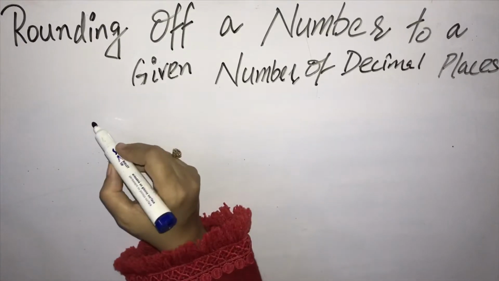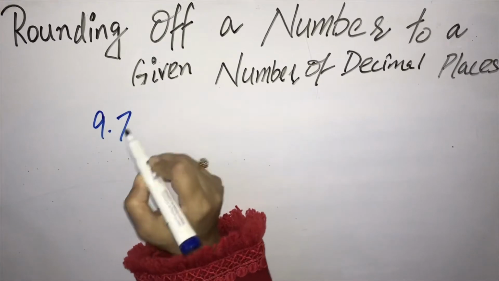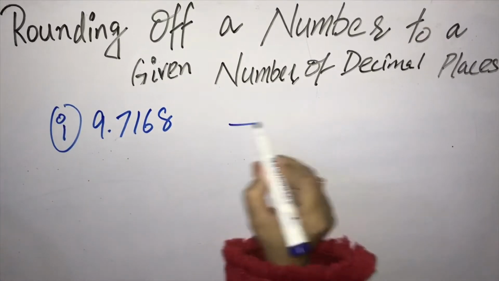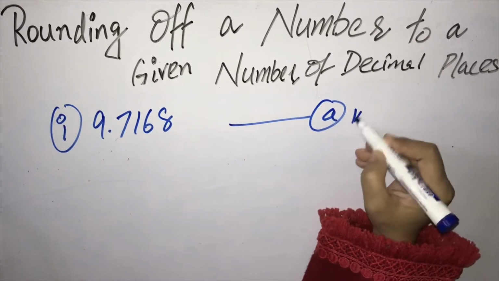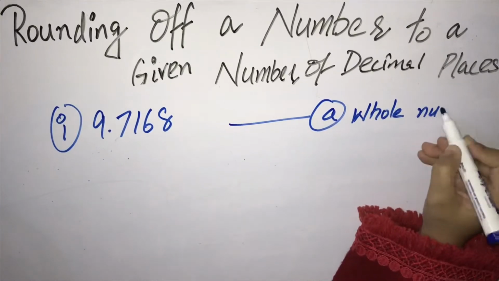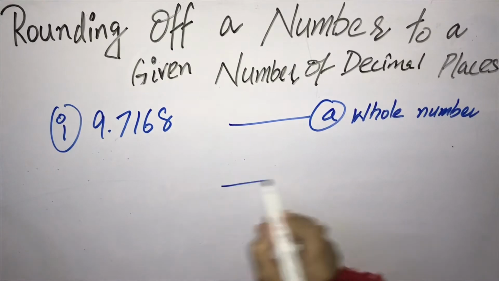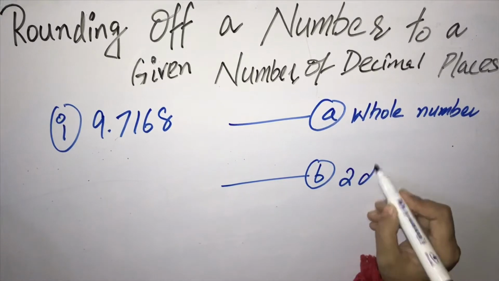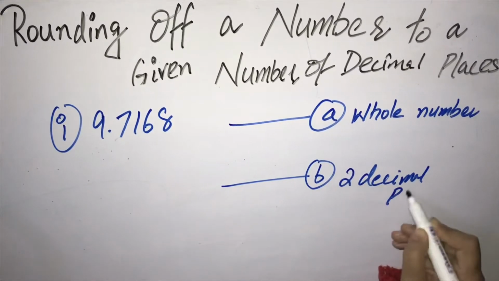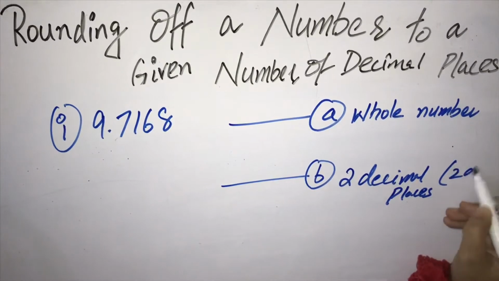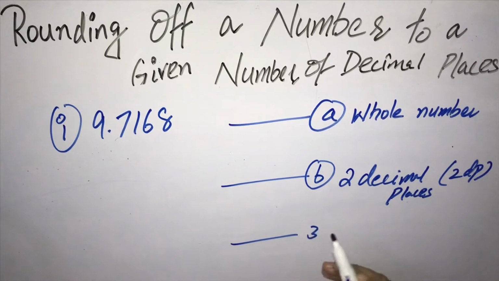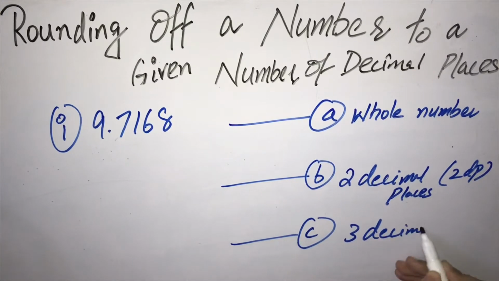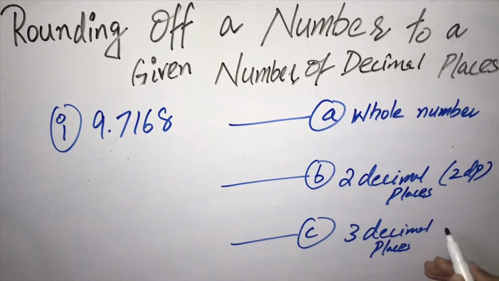Okay, now if I have 9.7168 and I have to convert this number to the nearest whole number, or I have to convert it into 2 decimal places, usually known as DP, or I have to convert this number to 3 decimal places, or we can write it 3DP.